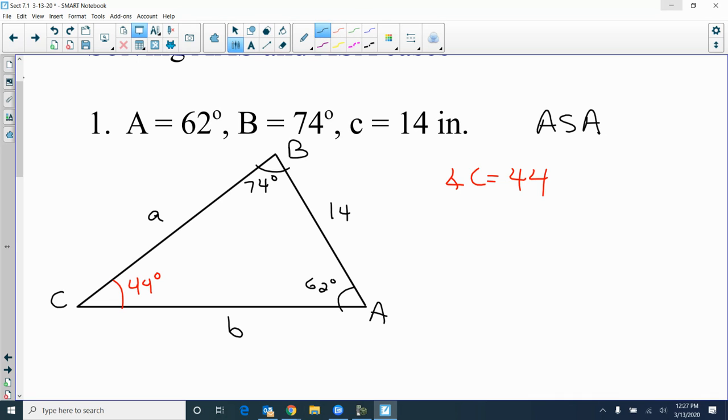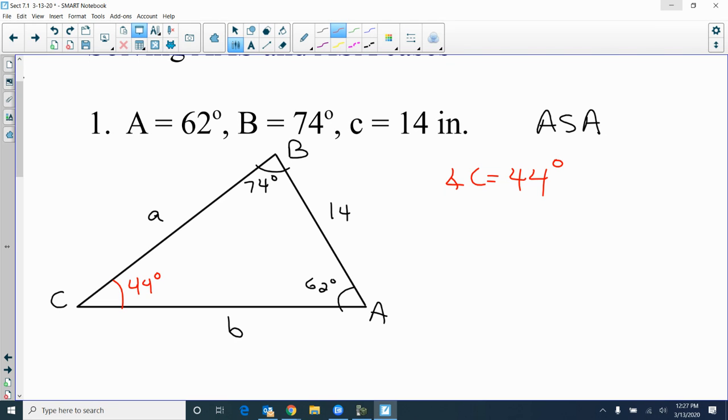All right, I need to find side A, I need to find side B. One of the huge things about doing these is you want to find it without using any rounded off value. Now using the 44 degrees is fine because it's not rounded off. That's exact from what we were given. So you will not deal with any round off there.